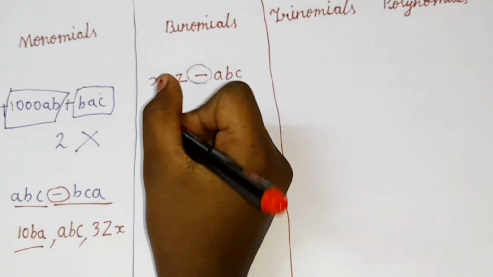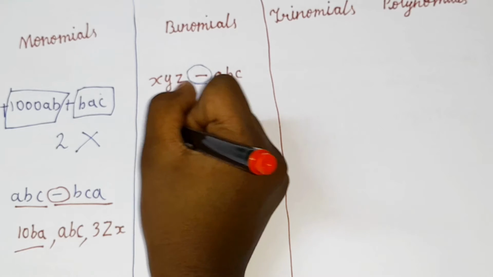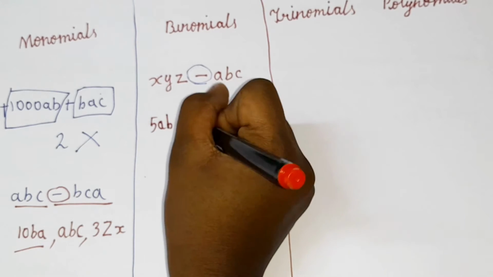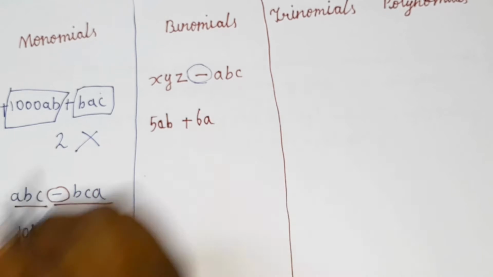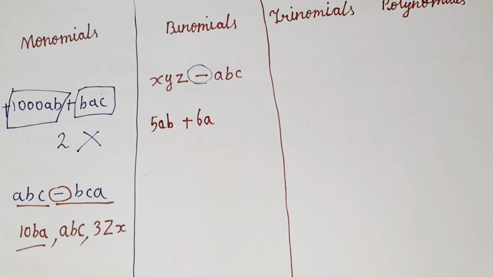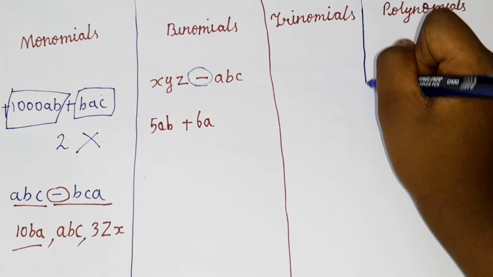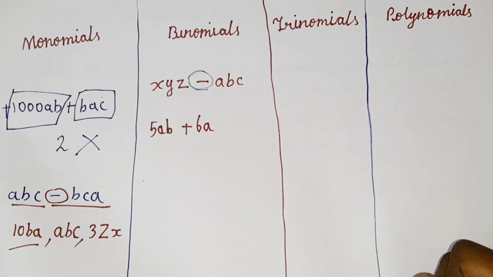So the next example is 5AB plus 6A. This is also having two groups. Am I right? So this is also a binomial. In binomial you should remember we will have two groups, that's it. Next we have trinomial. Trinomial will have 3 terms, that's the difference from each, okay.